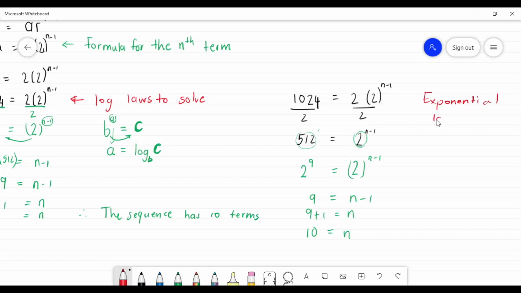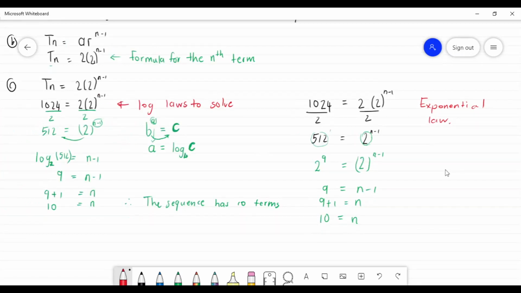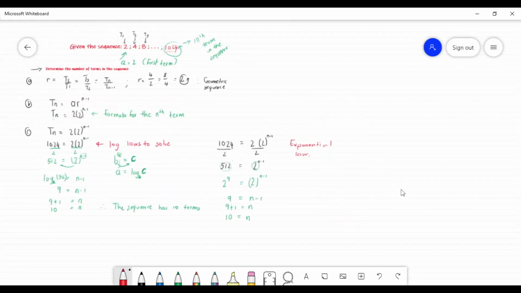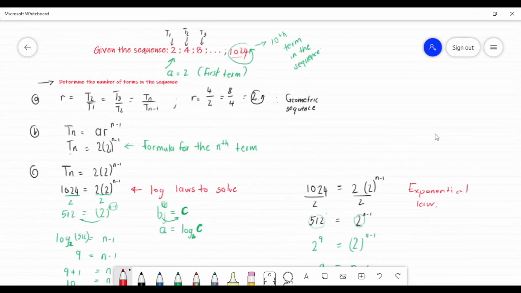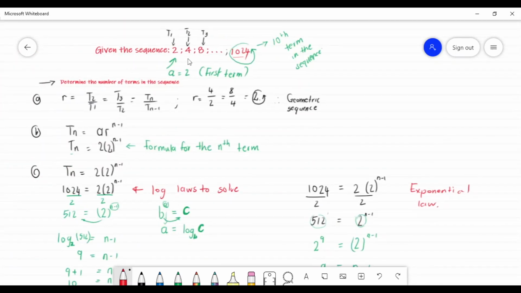Okay, guys, I'm just going to do a quick recap for this question. So in this question, we were given a sequence. It's a geometric sequence. We're given a geometric sequence 2, 4, 8, and the last term of our geometric sequence is 1,024. The question asks us to determine the number of terms in this sequence.